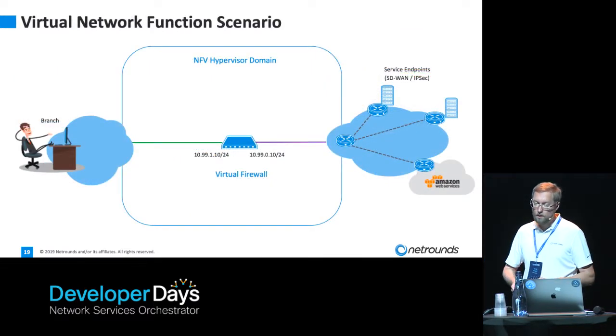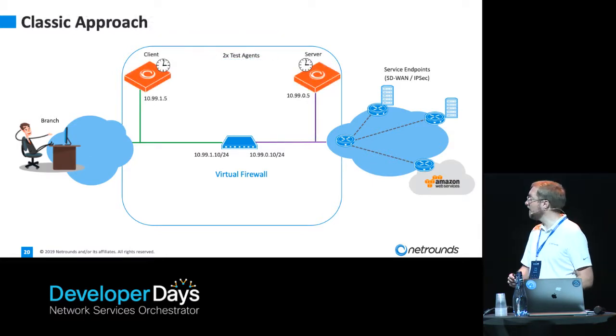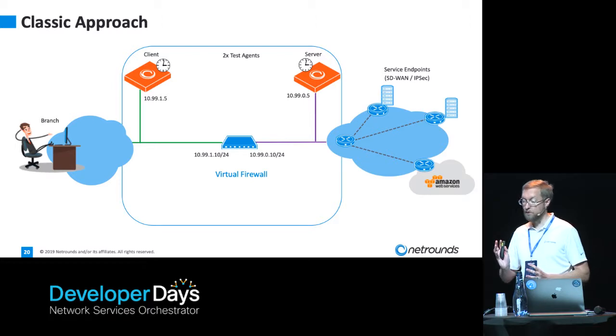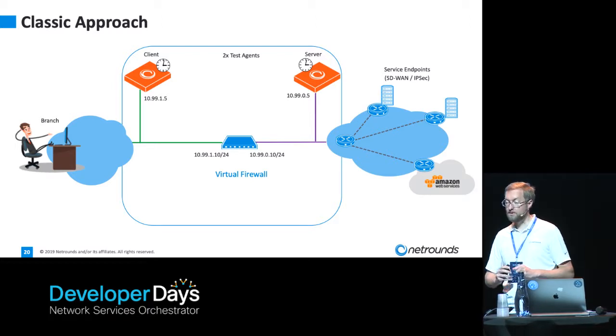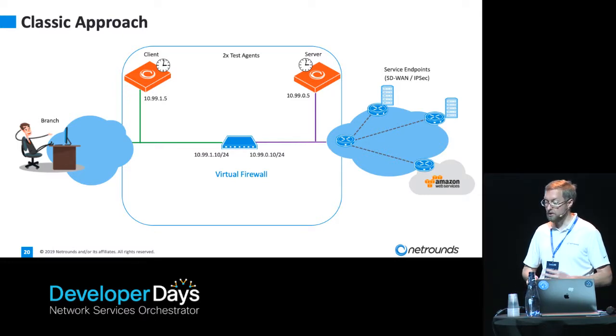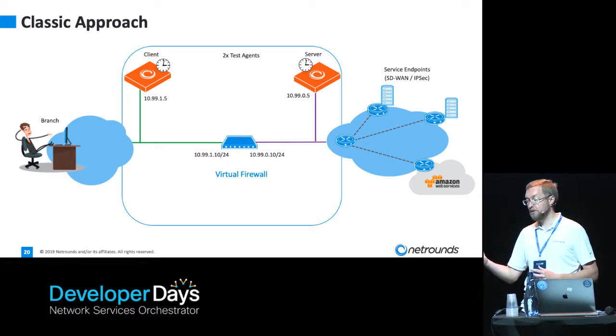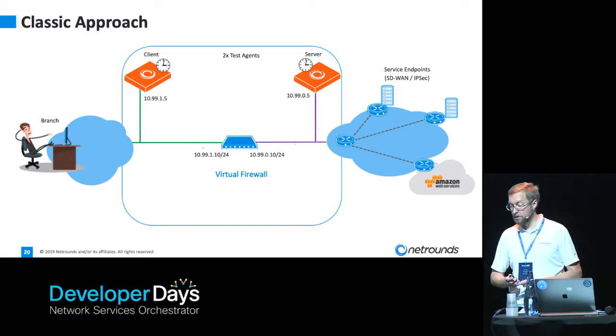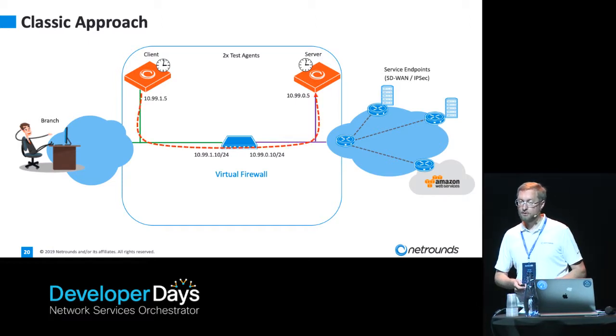So how do we apply this to a VNF world? Well, the classical approach to test a virtual firewall, like in this example, you have a firewall between the branch office and the remote WAN. So you could place a client on the customer side and a server on the WAN-facing side and simply run traffic through the firewall. But this comes with a few different problems.